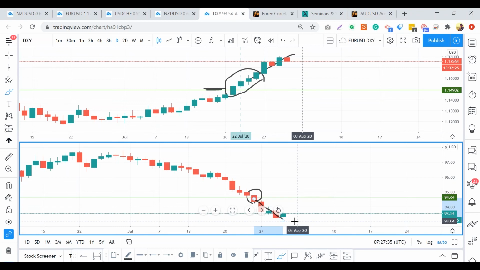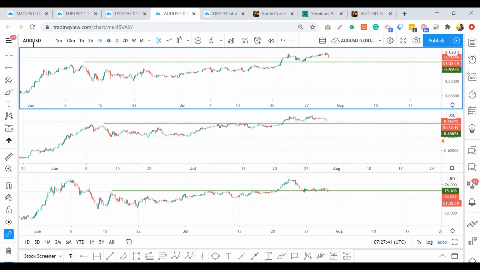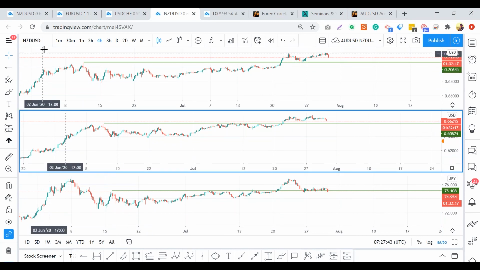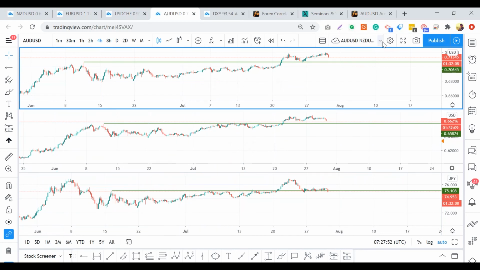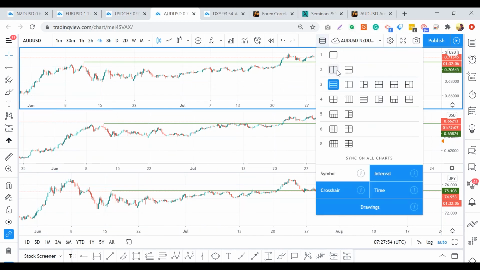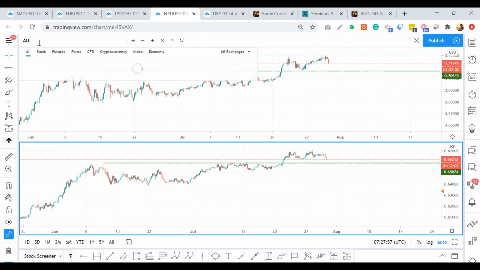Now, I'll show you another example of this. The top one is Aussie dollar, the middle one is Kiwi dollar, and I don't like Kiwi dollar, so I'm just going to delete Kiwi dollar. Aussie dollar and Aussie yen.